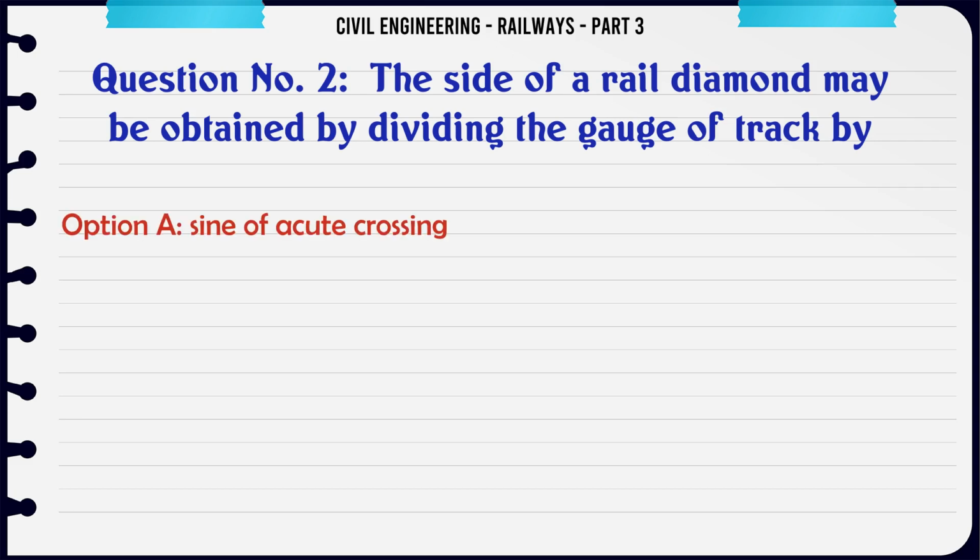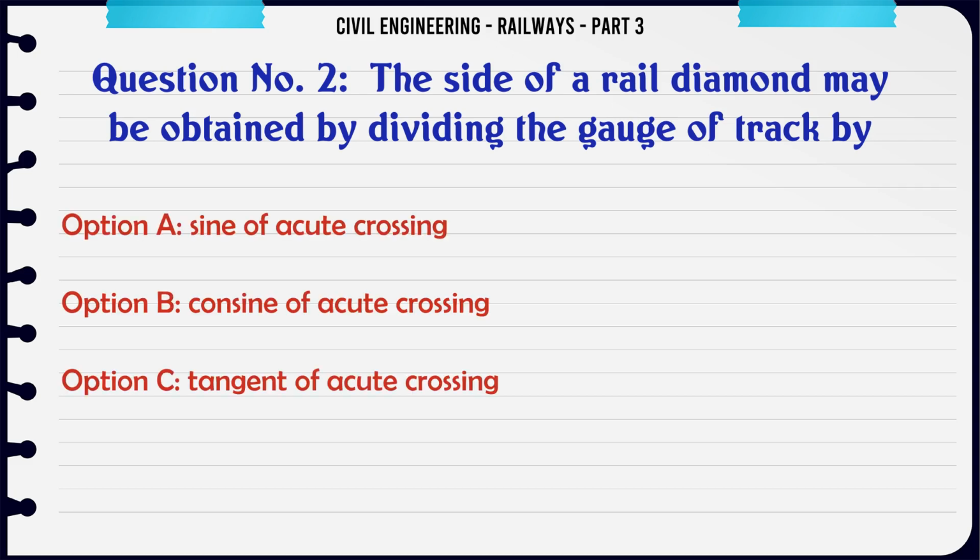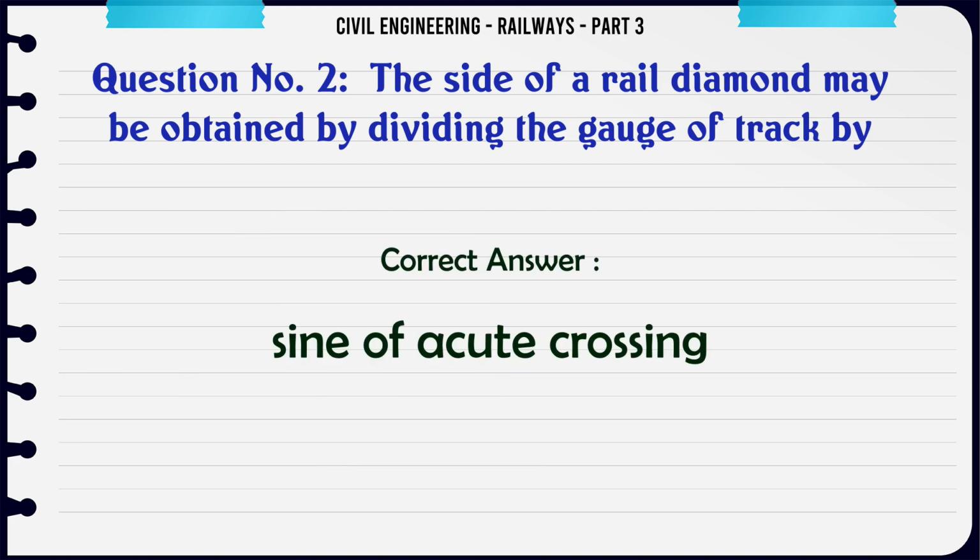The side of a rail diamond may be obtained by dividing the gauge of track by A, sine of acute crossing, B, cosine of acute crossing, C, tangent of acute crossing, D, cotangent of acute crossing. The correct answer is sine of acute crossing.